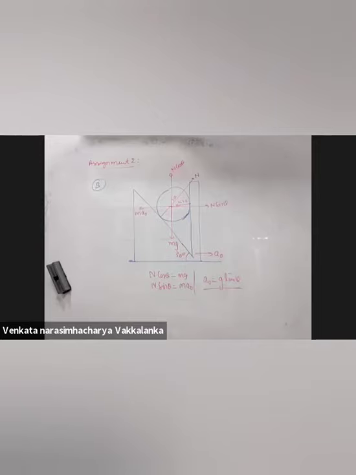So why is N cos theta equal to mg? Won't it move down? Down, how will it move?